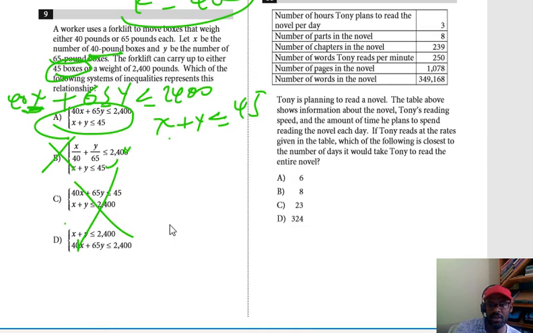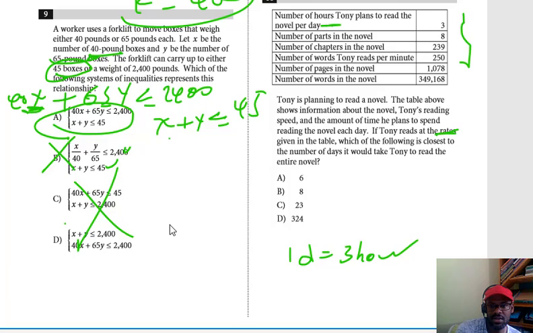11. The number of hours Tony is planning to read a novel. The table above shows the information about Tony's reading. If Tony reads at the rate given in the table, which one is the rate? The number of hours Tony planned to read the novel per day. In 1 day, he just planned to read 3 hours.